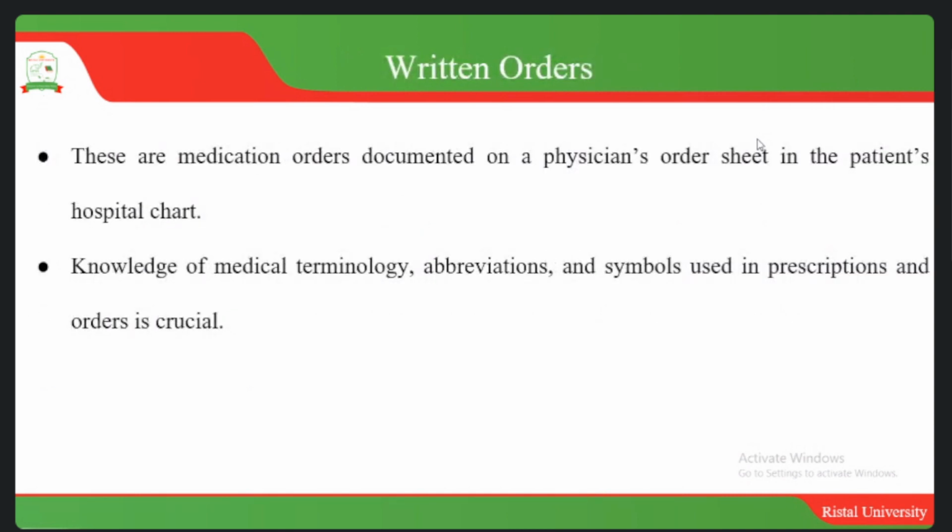The written orders in relation to medication are the medication orders that are documented by the physicians in the order sheet in the patient's hospital chart. When you're in the ward or in OPD, whether in the dispensary, the patient is always given a drug order sheet, and this is where they write the prescription of the drugs that the patient is supposed to get.